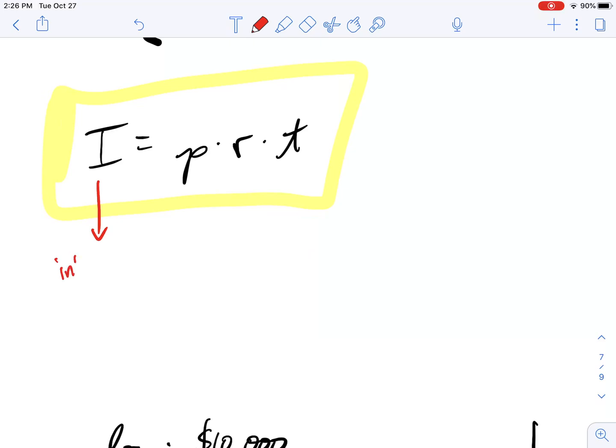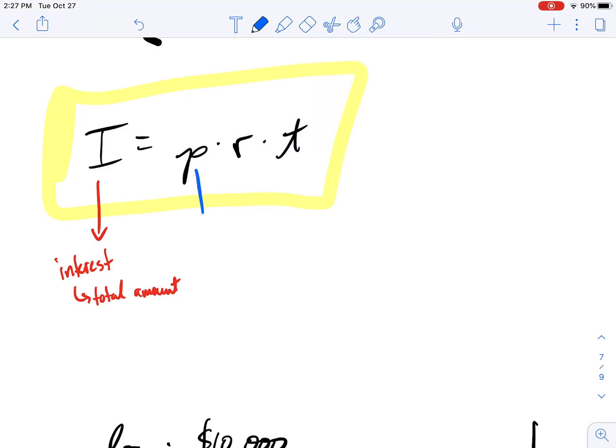I stands for the interest. So this is like the total amount with the interest, all right? So this is the total amount that you end up getting or that you pay, depending on if it's a loan where you borrow money and you have to pay it back, or if you're putting money in a bank account.